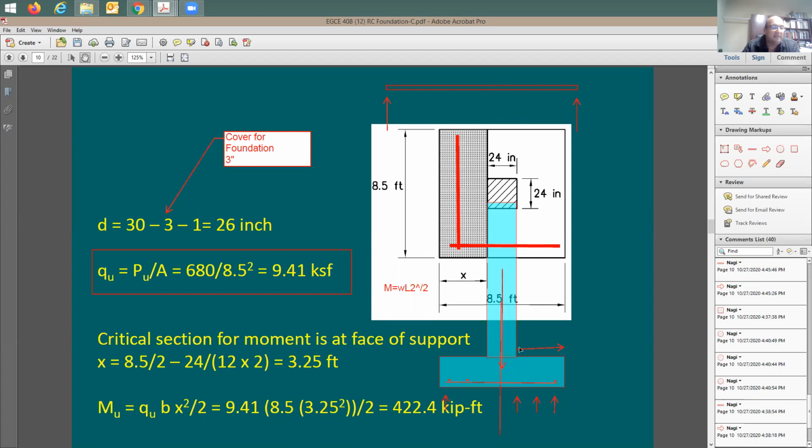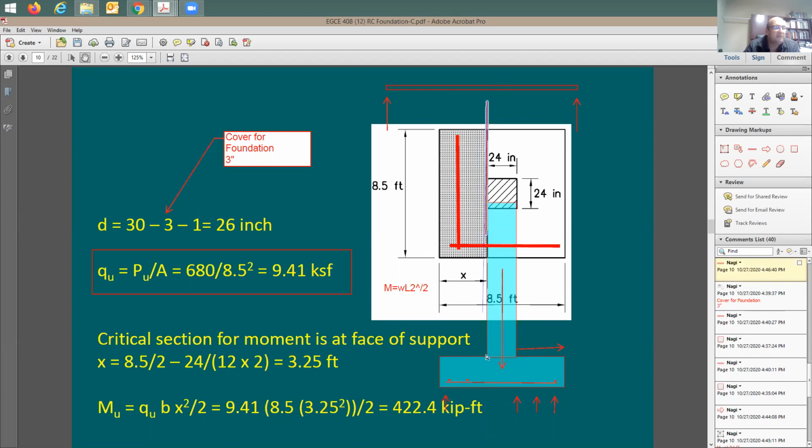So it doesn't make any sense to take a section right in the center. You're going to be taking a section either here or here. And this is going to be the cantilever length from both sides, because this column is going to be right in the middle. This is why the critical section for moment is going to be at the face of the support. What support? The column. We call it a support. So in this case, the critical section is right here. The maximum moment happens here.